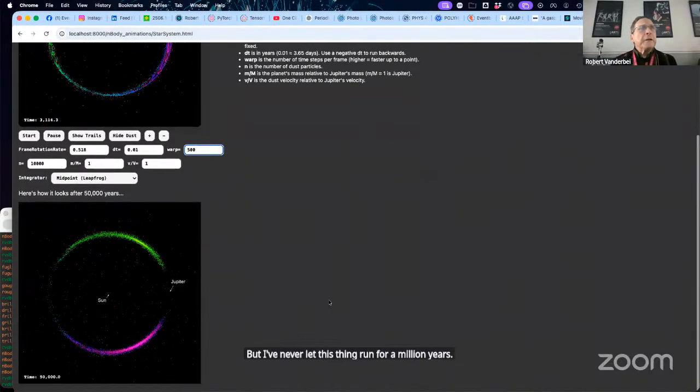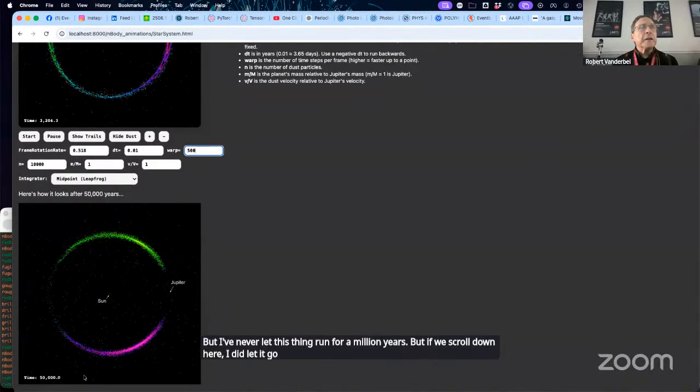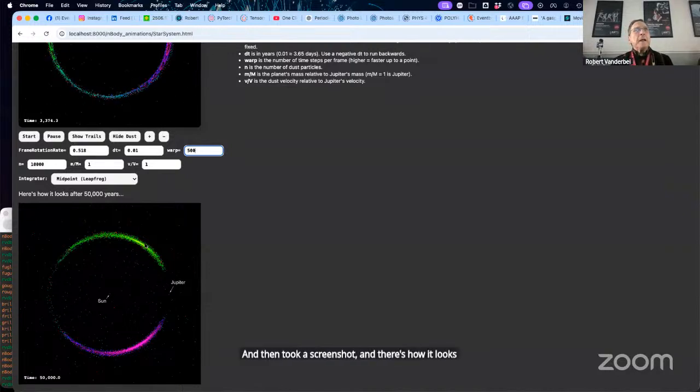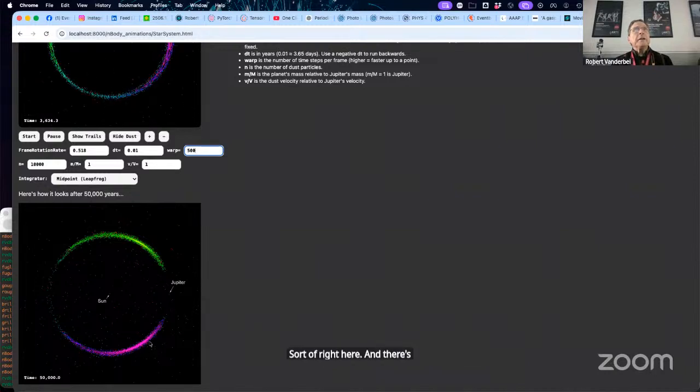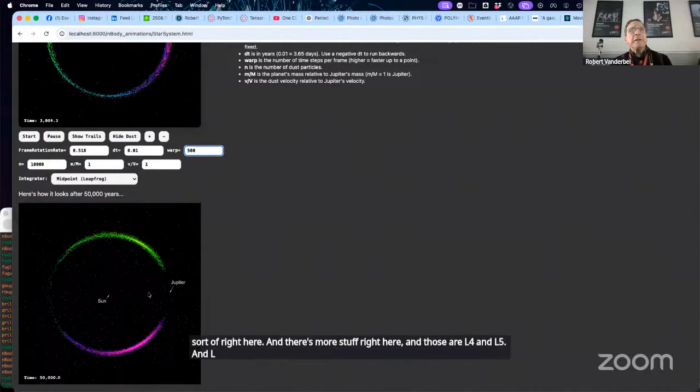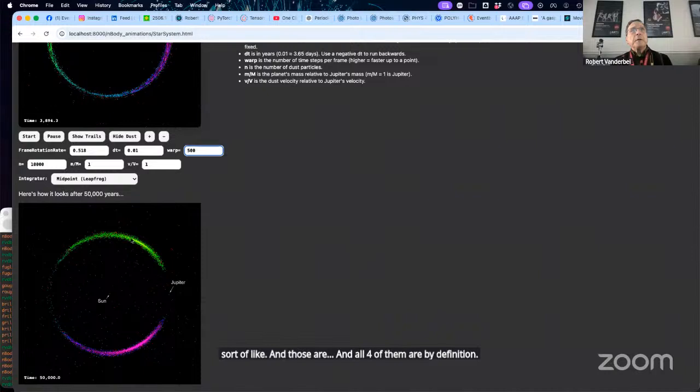But if we scroll down here, I did let it go for 50,000 years, and then took a screenshot, and there's how it looks after 50,000 years. And you can see there's quite a bit of stuff, but there's more stuff sort of right here, and there's more stuff right here, and those are L4 and L5. And L4, by the way, by definition, is the dot that you make to make an equilateral triangle. So L4 is about right there.